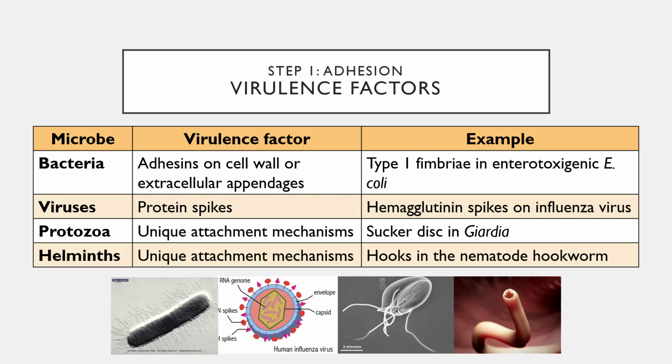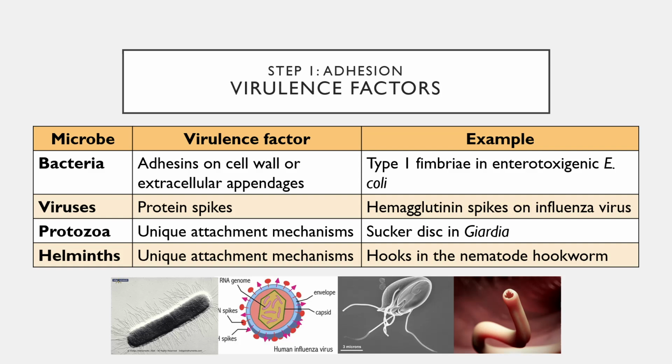Viruses, as we've talked about before, have protein spikes. For example, the influenza virus has a specific type of spike called the H spike, which stands for hemagglutinin, and these spikes interact with the surface cells found in the respiratory system and convince them to gain entry to the cell where they can cause infection.